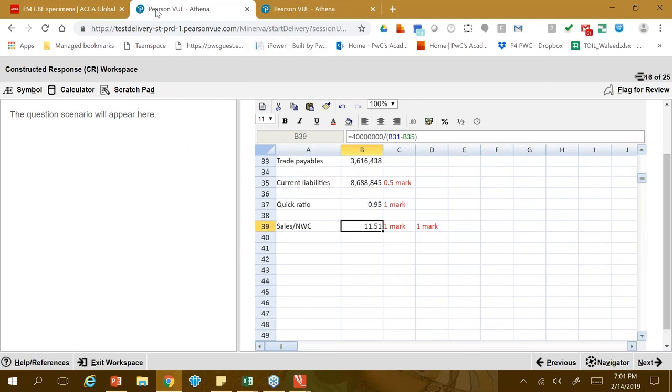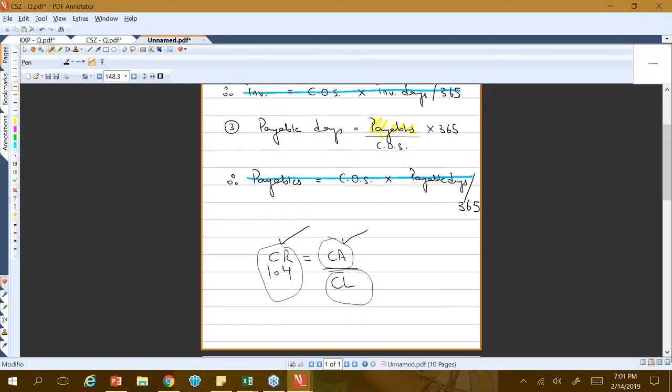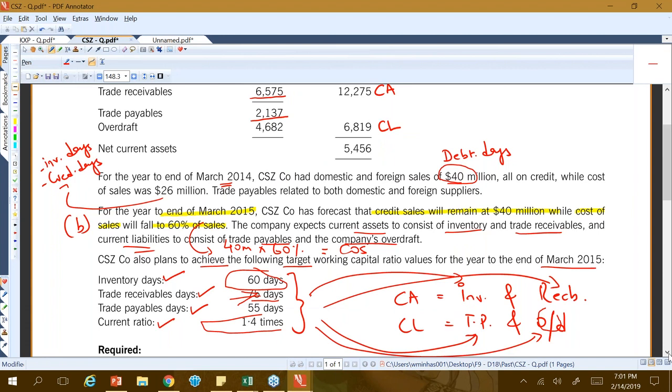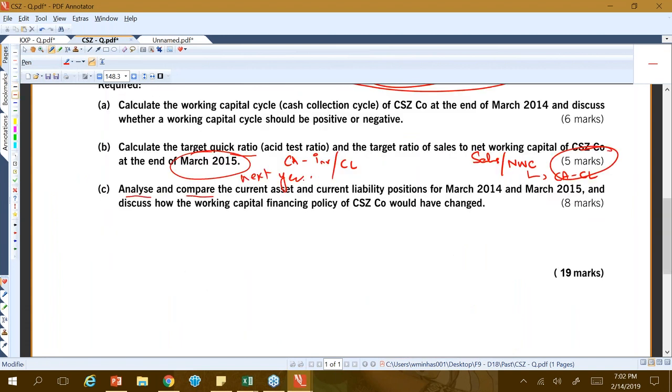The next thing now is to go back to the question and finish off the CSC. The last part here is to analyze and compare the current asset and current liability positions for 2014 and 2015, and discuss how the working capital financing policy of CSC would have changed. Well, the working capital financing policy, I hope that you remember these things here.